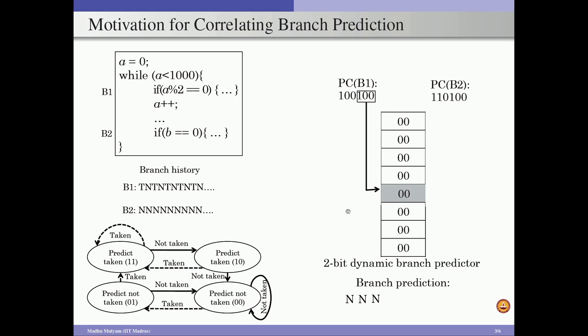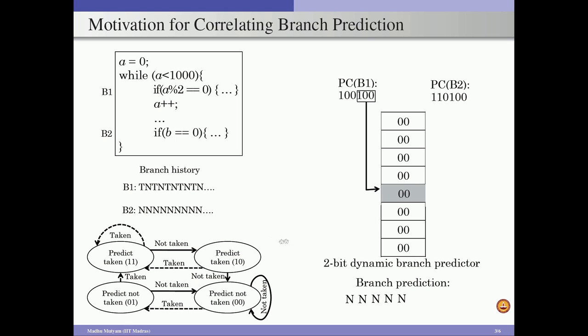So, 0 0 will not change, and now again B2 comes because of the second iteration, and here it is pointing to 0 0, and again it predicts that the branch is not taken and the actual outcome of B2 is also not taken. So, effectively there is no problem and there is no change in the 0 0 value. And again when B1 comes, for 0 0 we predict that the branch is not going to take place, but in reality the branch is taken here.